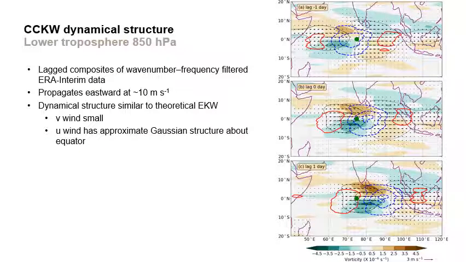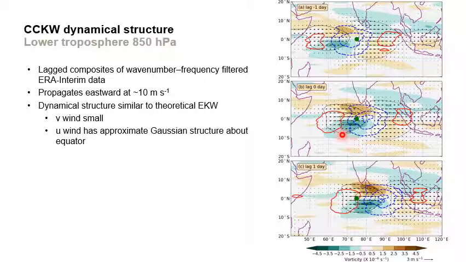So now let's move on to the actual observed CCKW structure. I'm just going to look at the lower troposphere, 850 hectopascals in this talk. I've done lag composites of ERA-Interim data that have been wavenumber-frequency filtered. Again, we've got lag -1 day, 0 day, and +1 day, and you can see that the whole structure propagates eastward at about 10 meters per second.